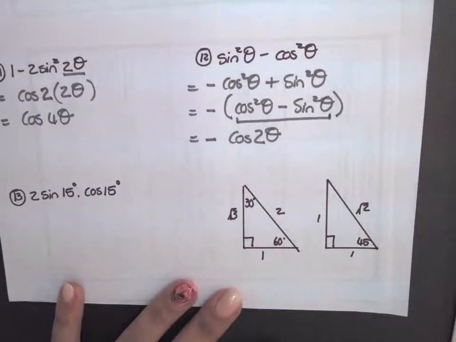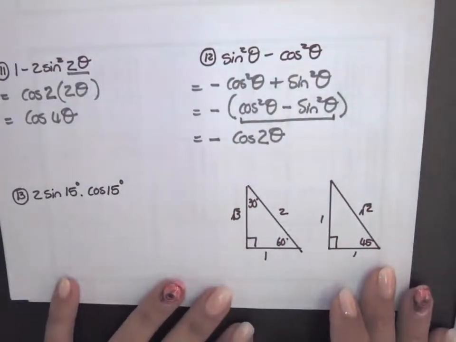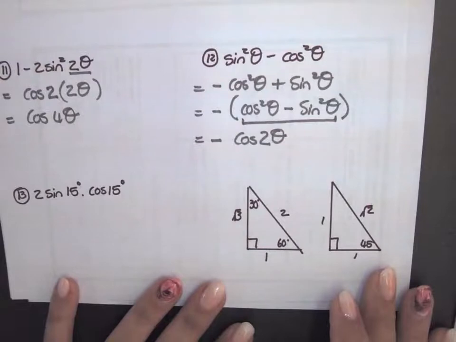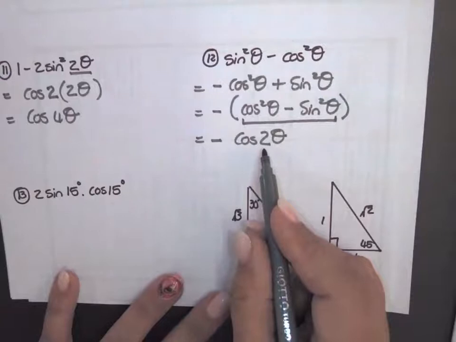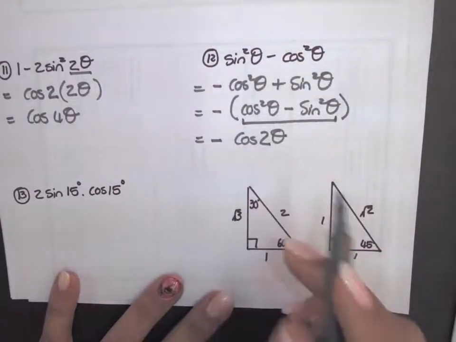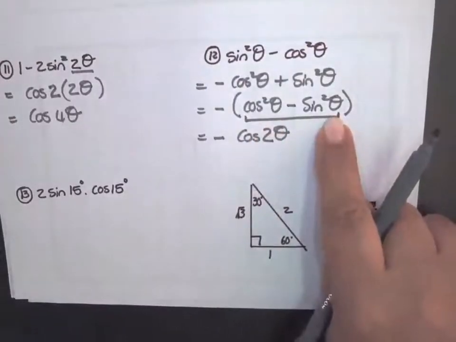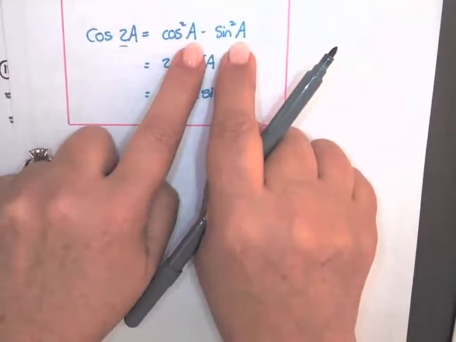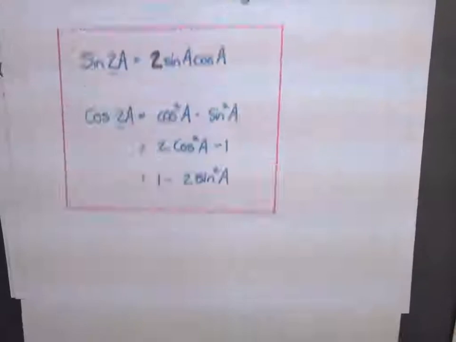Everybody with me? Okay. Why is it not? Okay, because you take this theta, you take the A and only write the A. Okay.